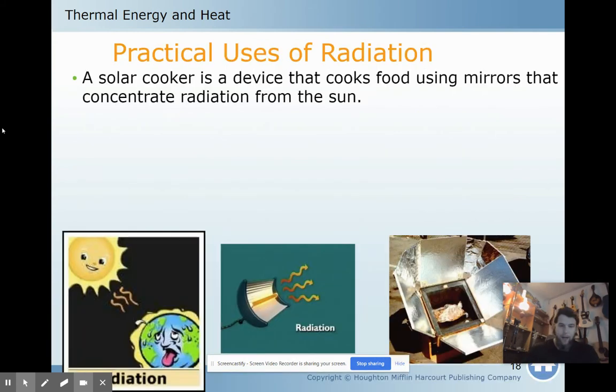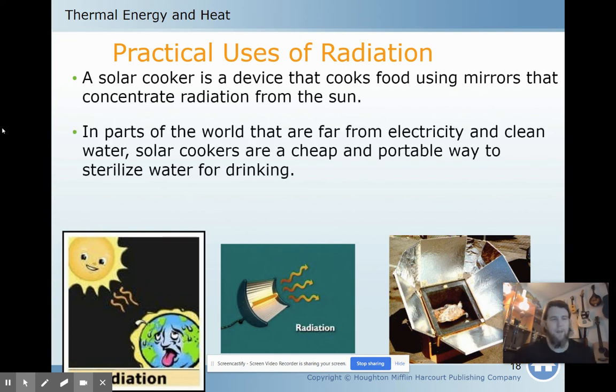A practical use of radiation, keeping us alive, is really nice from the sun, which is awesome. You can have these solar cookers, which focus the sun's rays to a certain spot to cook food. So solar cookers use radiation. And in parts of the world that are far from electricity and clean water, solar cookers are a really cheap and portable way to sterilize water for drinking or to cook food. And you can make these with literally tinfoil. All you need to do is a little bit of math to figure out where the focus point would be, and then you can create a solar cooker on your own.